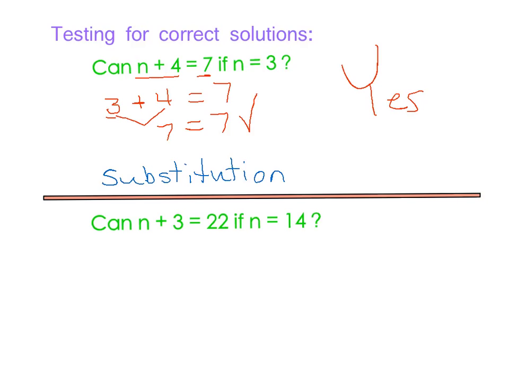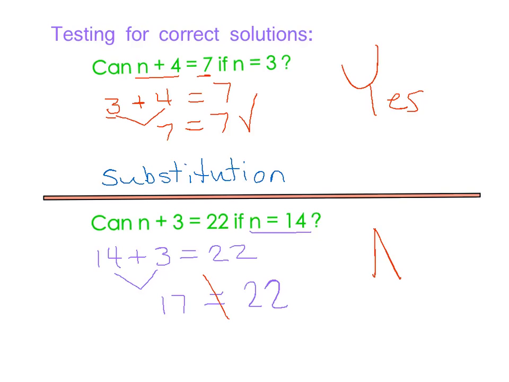Now, looking at the equation at the bottom of the page, we have to look and see if n could be 14. So we're going to do the same thing we did before. We're going to use substitution, and we're going to see if it works. So we have 14 plus 3 equals 22, because we're substituting that 14 in for n. 14 plus 3, I think that's 17, equal 22. Now, is that true? No, I really don't think so. I'm sorry, but this is no. n cannot be 14.